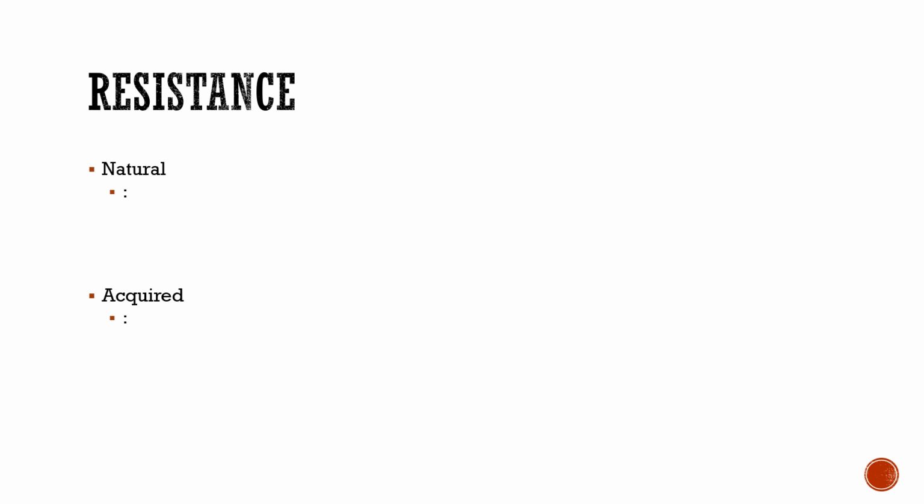Let's go with gram-positive and gram-negative bacteria, right? They have different cell walls. Some antibiotics are only good at destroying the cell wall of a gram-positive or gram-negative bacteria. Therefore, if it's only good at destroying gram-positives, then gram-negatives naturally are resistant to the antibiotic.